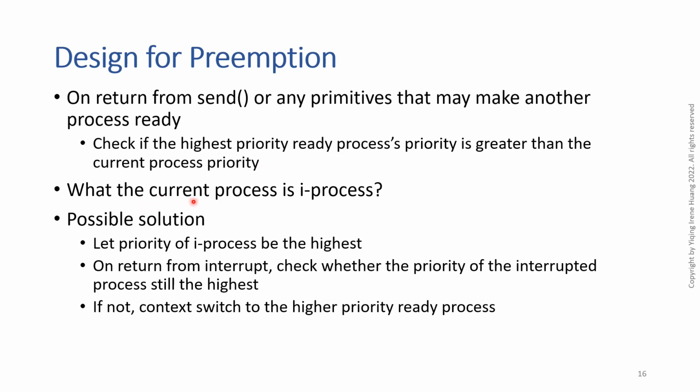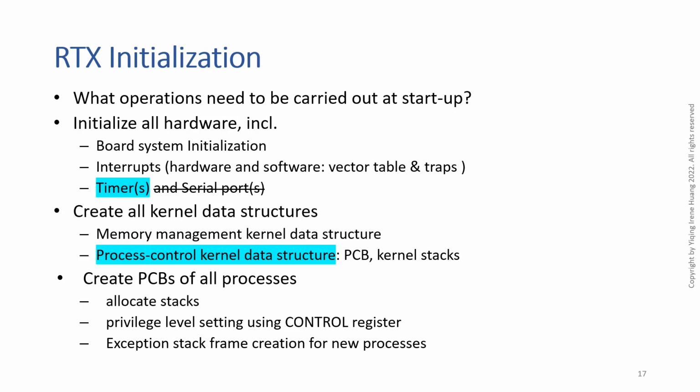Now the question is, what if the current process is an I process? Well, I process implicitly has the highest priority, so it cannot be preempted. That basically means when the I process finishes its job, when we are ready to return from the interrupt, then we check whether the priority of the interrupted process is still the highest. If not, then we context switch to the higher priority ready process. We've already seen these slides a couple of times.